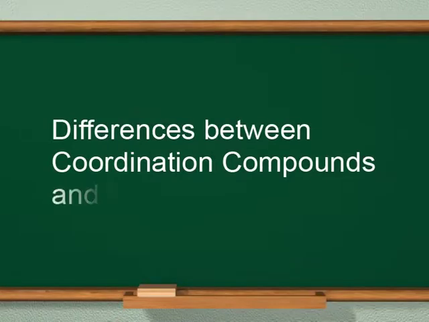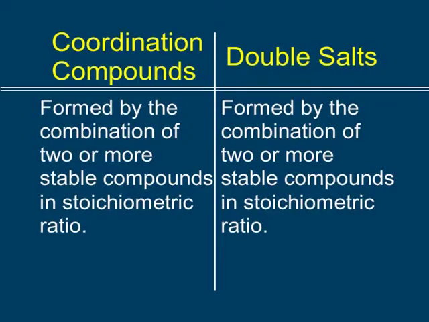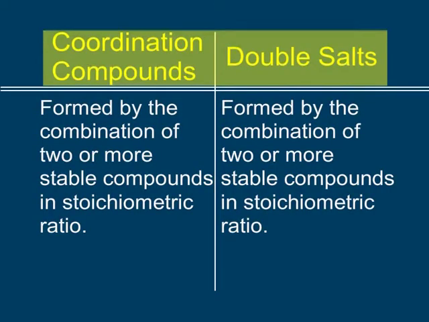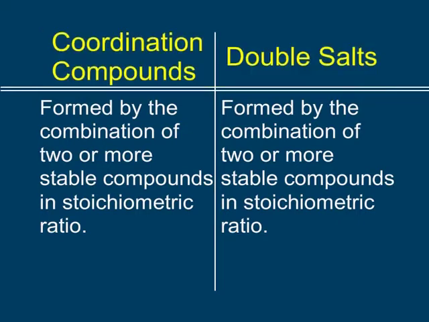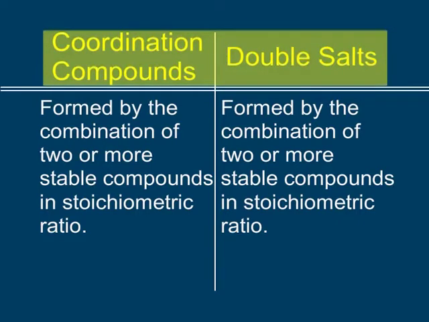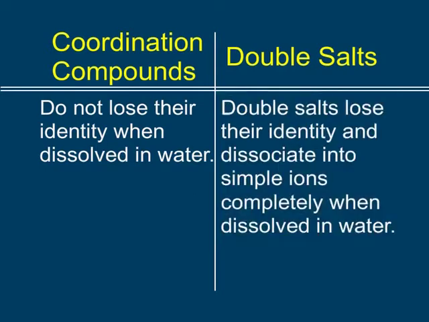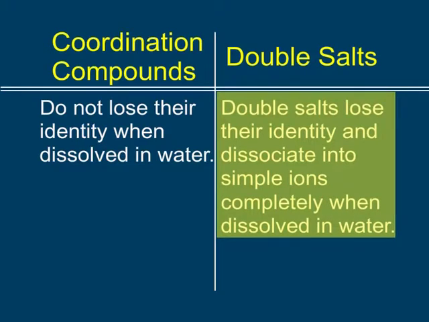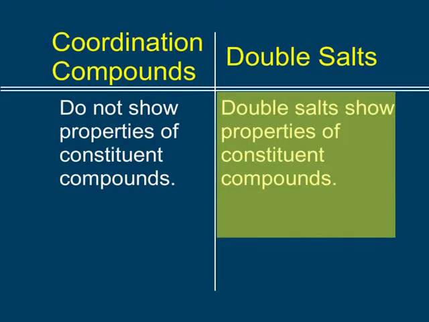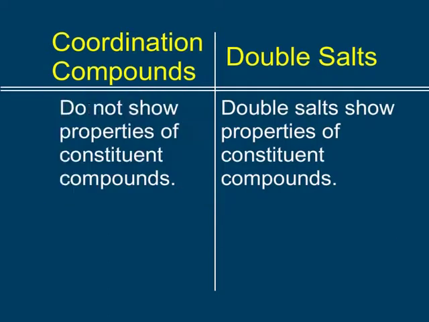Let us now discuss the differences between coordination compounds and double salts. Children, do you know that both double salts as well as complexes are formed by the combination of two or more stable compounds in stoichiometric ratio? However, double salts lose their identity and dissociate into simple ions completely when dissolved in water, and also show properties of constituent compounds, whereas coordination compounds do not.